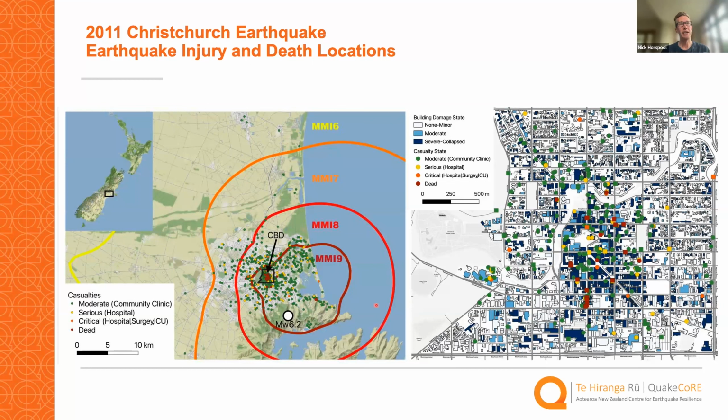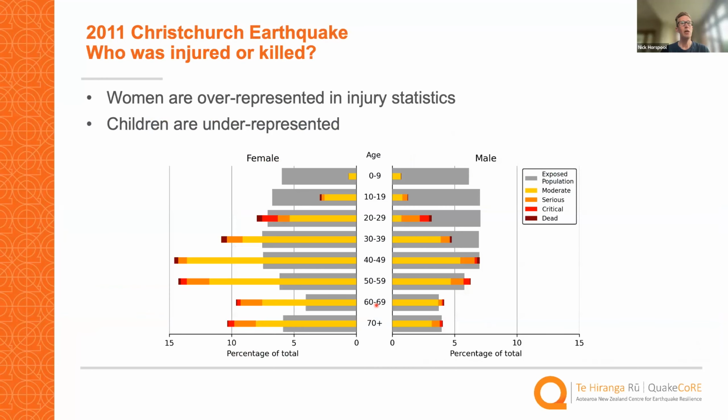So what we see is that we have a large distribution of injuries that are spread right across Christchurch, even in quite low shaking intensities, but these are really concentrated in the CBD, and particularly fatalities nearly all occur within the CBD. So if we start looking at some of those trends that we saw in the 8 event data and drill that down into Christchurch, we can see that similar trend where women are overrepresented in injury statistics.